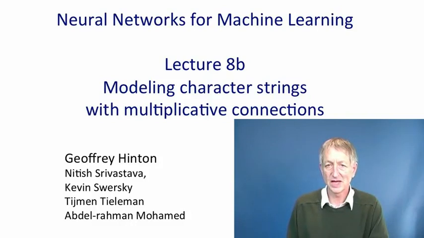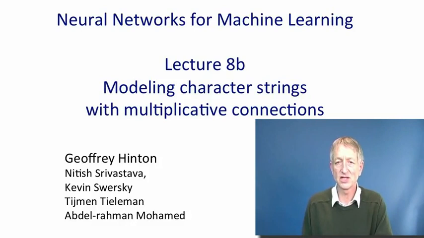We're now going to apply Hessian-free optimization to the task of modelling character strings from Wikipedia. So the idea is you read a lot of Wikipedia and then try to predict the next character. Before we get to see what the model learns, I want to describe why we need multiplicative connections and how we can implement those multiplicative connections efficiently in a recurrent neural network.